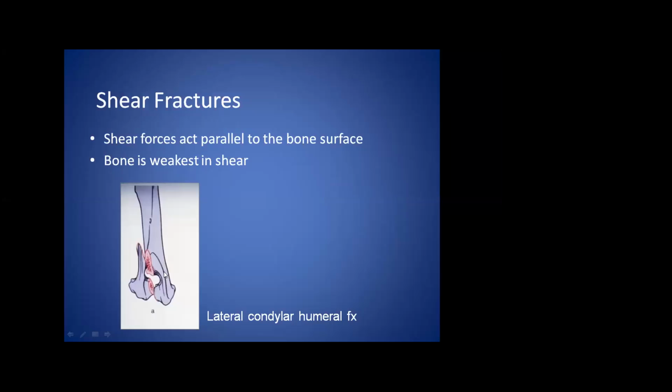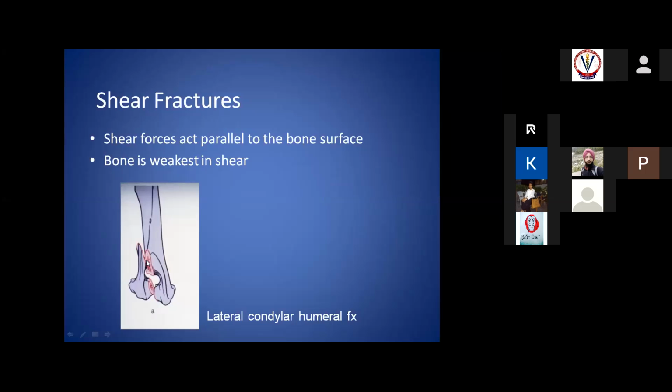So this is a lateral condylar humeral fracture. This condyle got separated, and the fracture extends up to the diaphysis of the bone. So if you find such long fracture lines, you should always suspect shear forces.